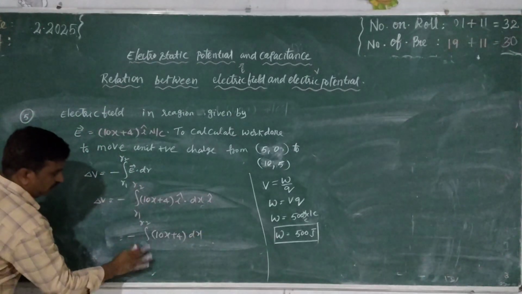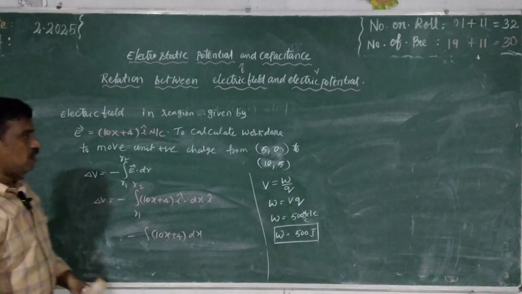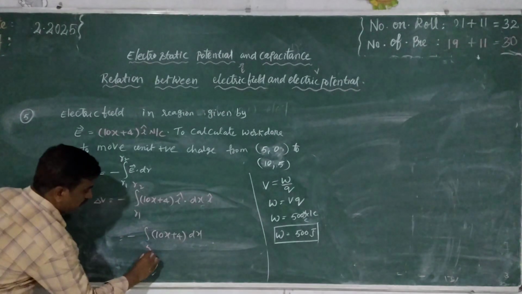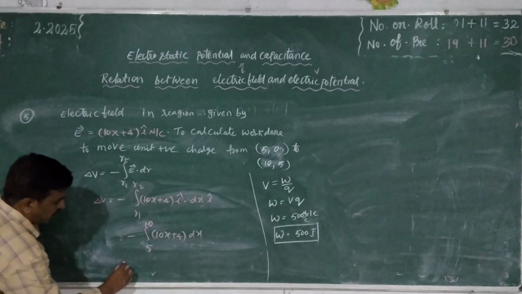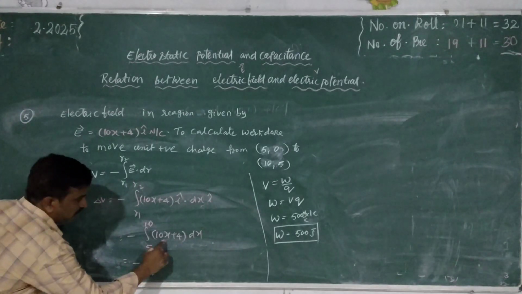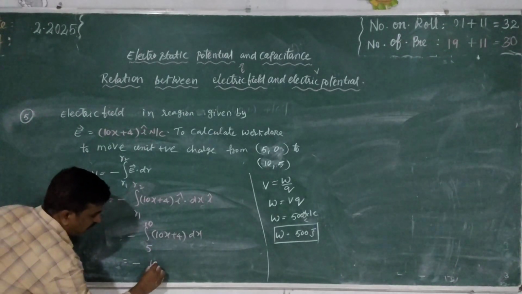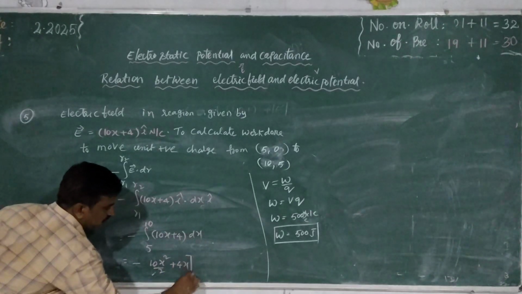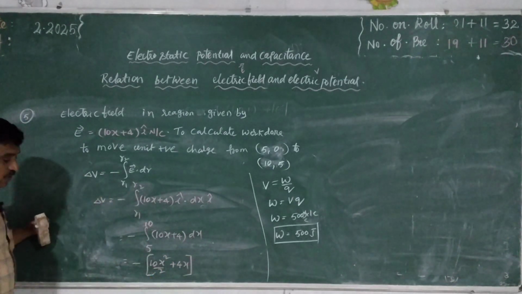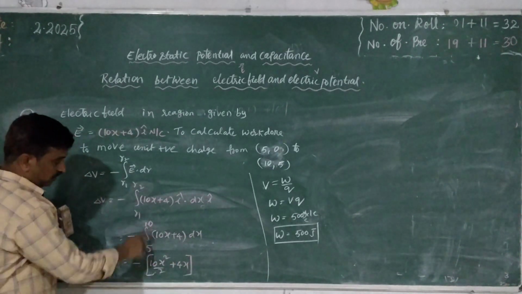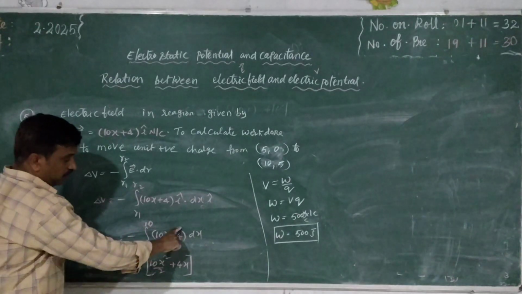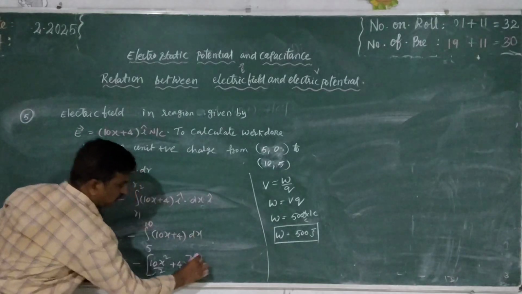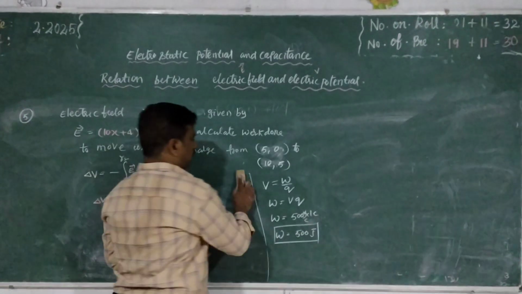What is the interval now? Only the x coordinate: here it is 5 and here 10. So we take 5 to 10. The integration gives minus, the integral of 10x is 10x square by 2, plus the integral of 4 dx is 4x. The interval is 5 to 10. We just substitute to get the value.